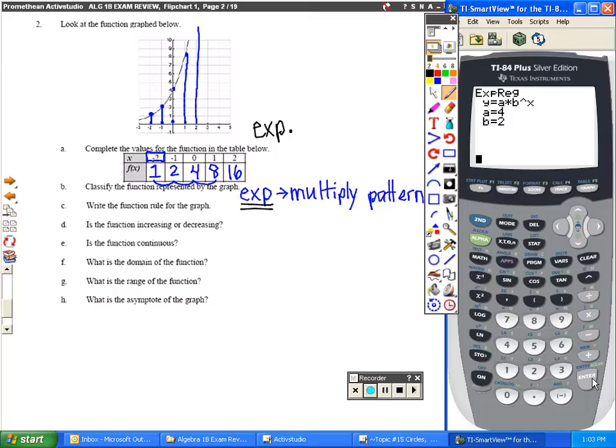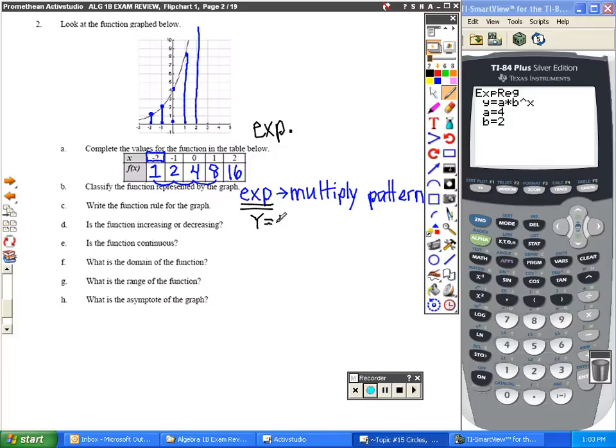And my equation is y equals 4 parentheses 2 to the x. And just so you know what each of these numbers means, 4 is your initial value, and I got that right here. And the growth rate is 2, meaning that between every 2 numbers, it multiplies by 2. So if you want to do it by hand, you can do it like that.